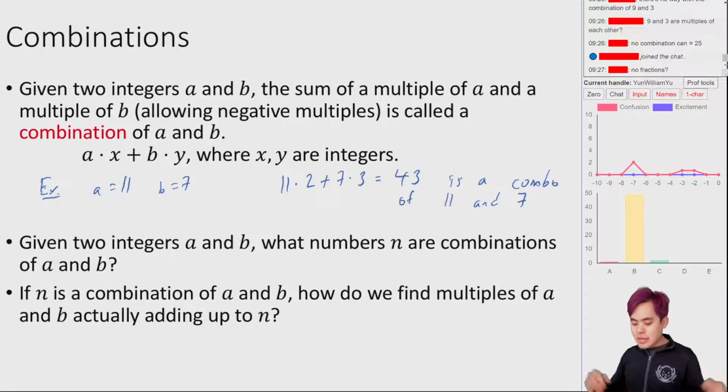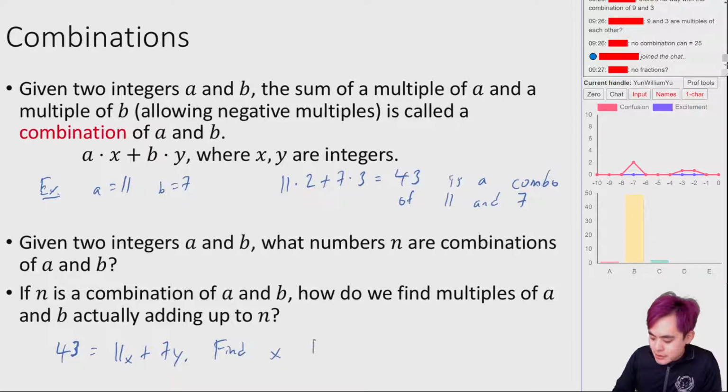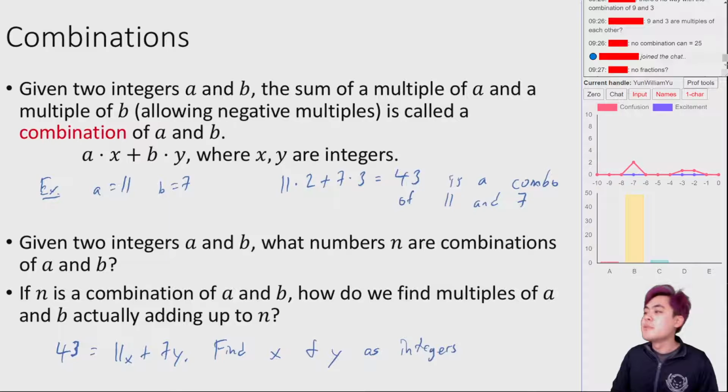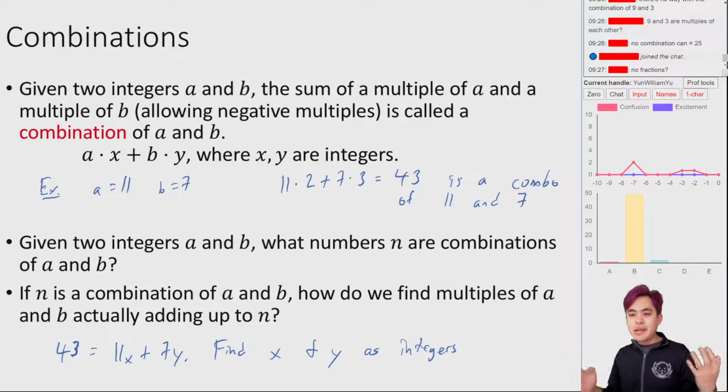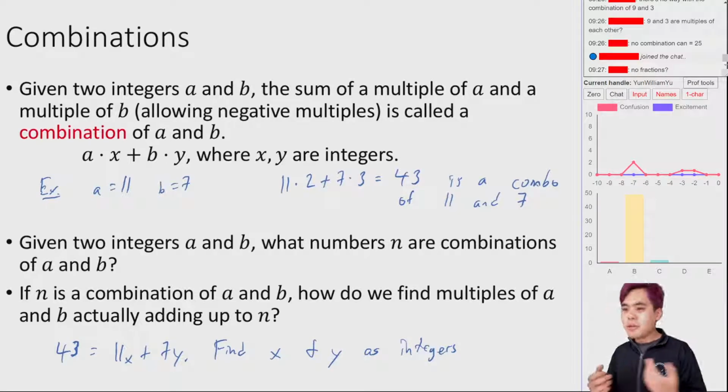And also, if we know that n is a combination of a and b, so if you know some number is a combination of a and b, how do you find multiples of a and b that actually add up to n? So for example, if I just told you that 43 is equal to 11x plus 7y, how do you find x and y as integers? Obviously, if you had fractions, you could just divide, and you can get lots of different solutions to this. But if you don't have fractions, how do you find x and y as integers?